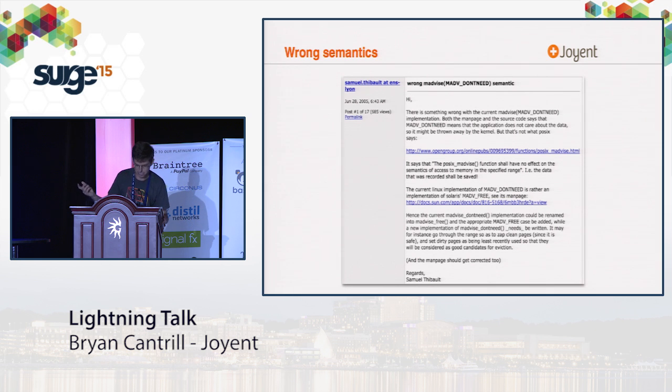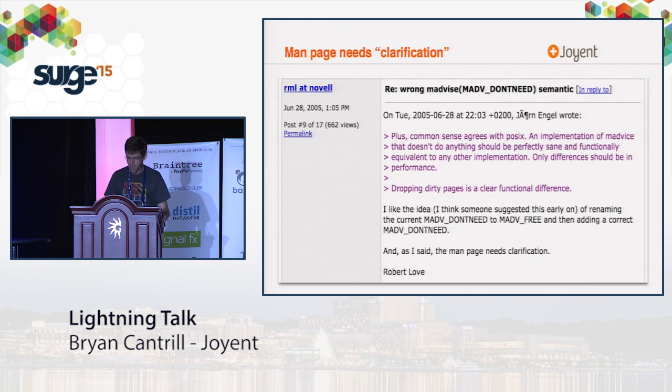And by the way, the man page should be corrected too. It's like, yeah, the man page should be corrected. Absolutely. Then we started on that. Okay. So Robert Love at Novell says, I like the idea of renaming the current MADV_DONTNEED to MADV_FREE. Okay, that's good. And then adding a correct MADV_DONTNEED.